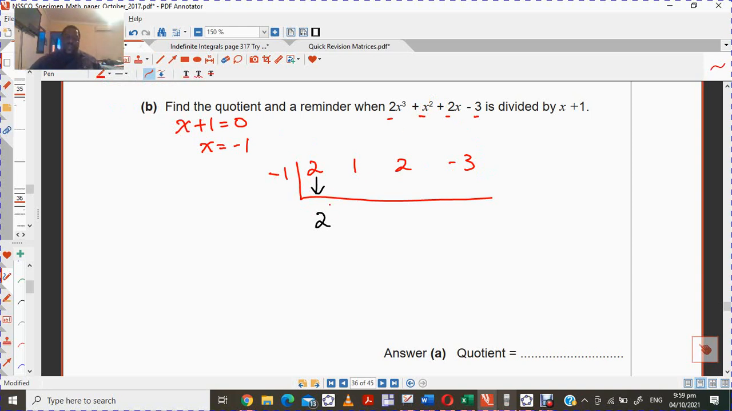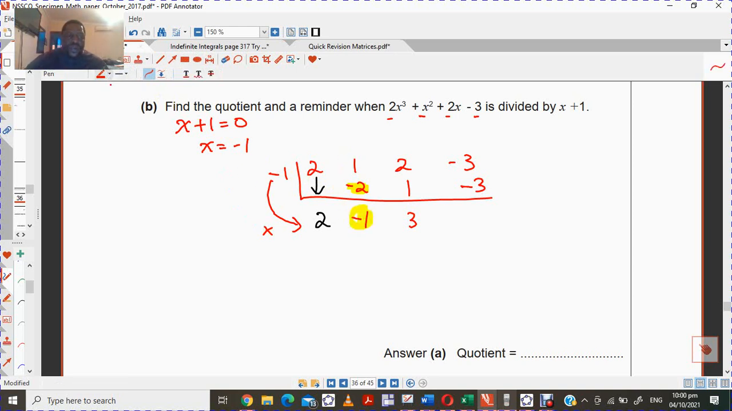Alright, so -1 times 2 gives you -2. And then you add, you get -1. Then you multiply again, you get 1. Then you add, you get 3. Then you multiply again, you get -3. I hope you remember that. So you say -1 times that. That gives you the value of -2. Then you add, you get -1.